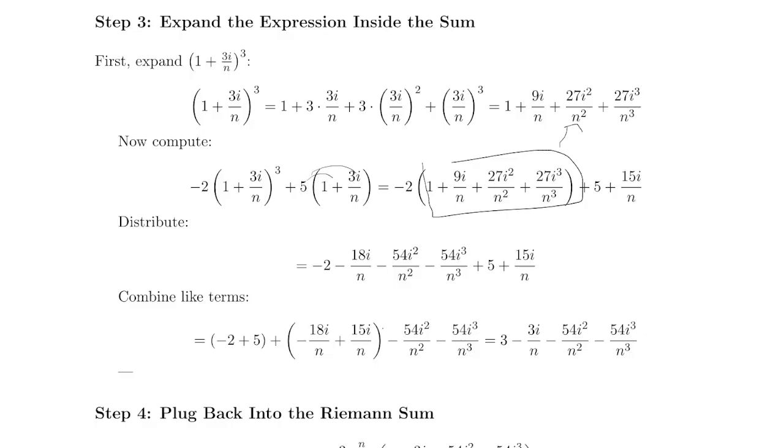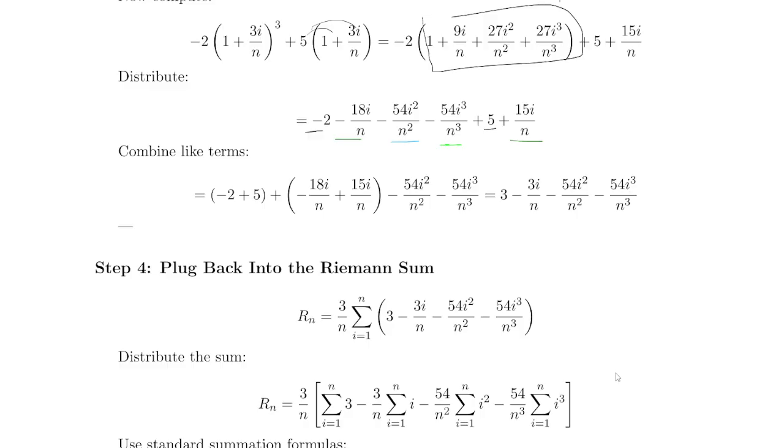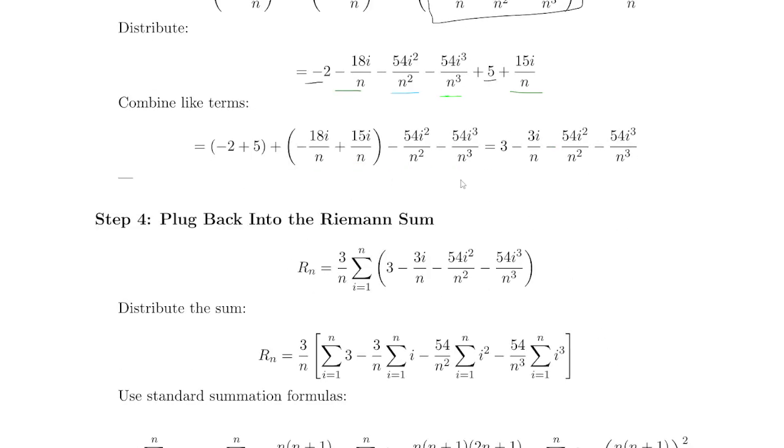So negative 2 is going to go with the 5. Negative 18i over n is going to go with 15i over n. Negative 54i squared over n squared is by itself. And then so is the negative 54i cubed over n cubed. So we simplify all that to get 3 minus 3i over n minus 54i squared over n squared minus 54i cubed over n cubed. So now this was everything inside the sum. We still have a 3 over n, and we need to take the sum from i equals 1 to n.